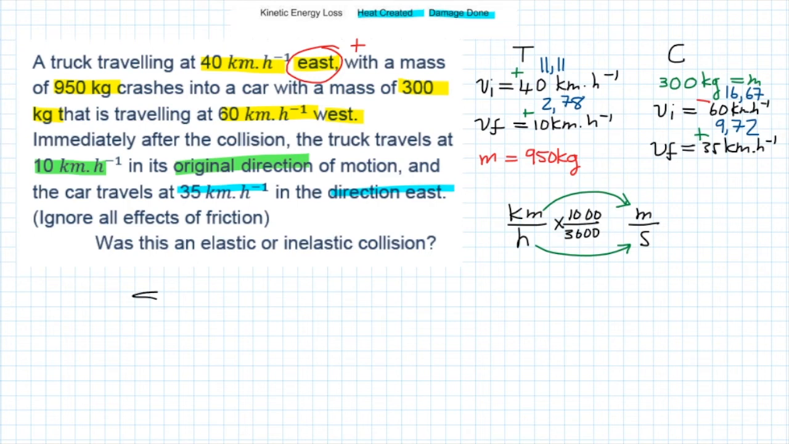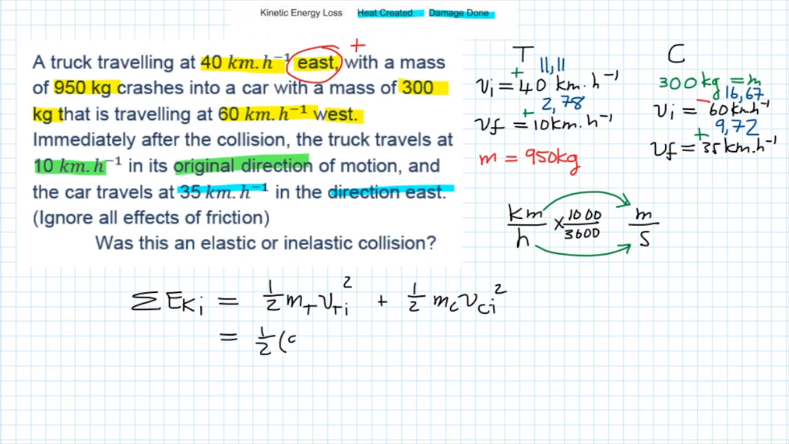So let's start off by finding the sum of the kinetic energy before the collision. This is going to equal half m of the truck, v of the truck initial squared, plus half m of the car, v initial of the car squared. That is going to be half the mass of the truck, which is 950. Whether you plug in the positive and negatives in the speed or velocity is not important because it's going to be squared. Okay, so over here we're going to plug in 11, that is this value, and we must not forget to square it.